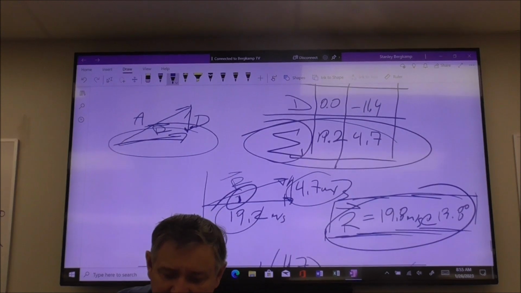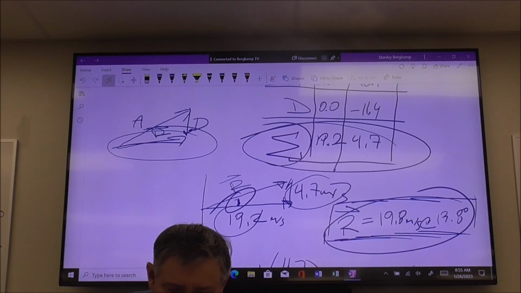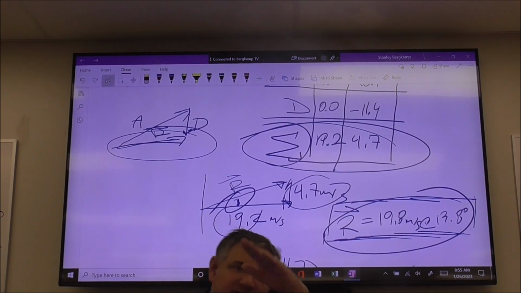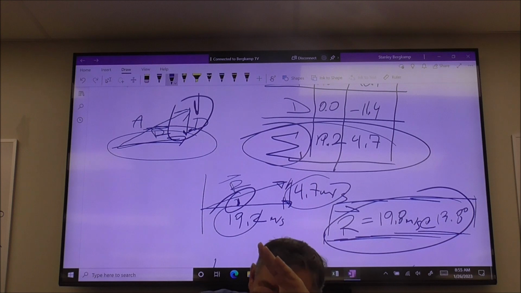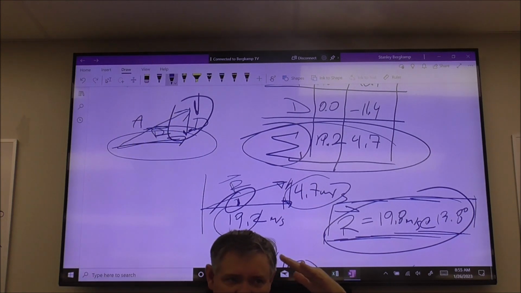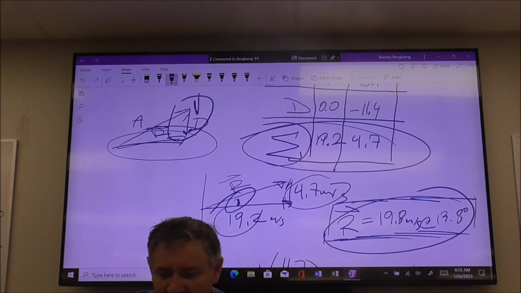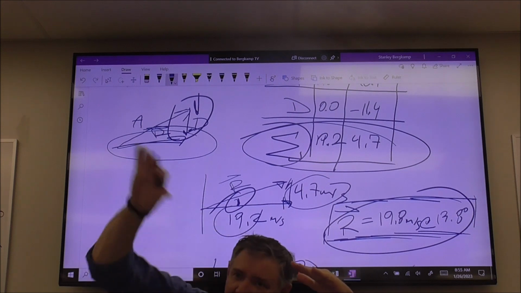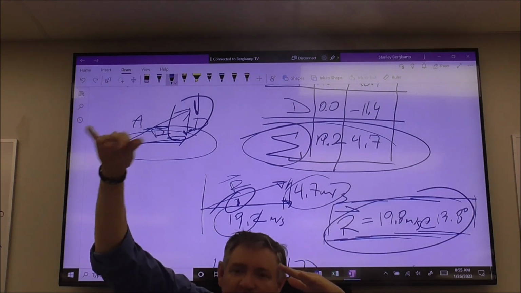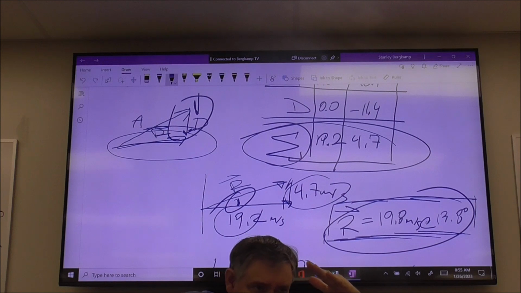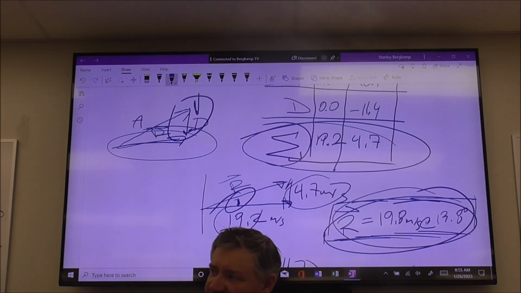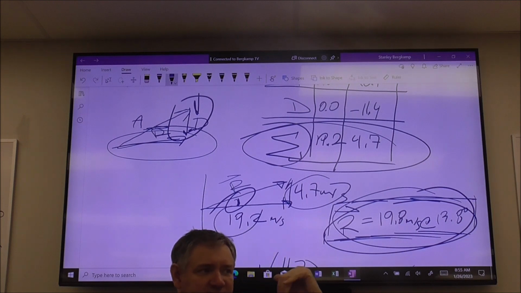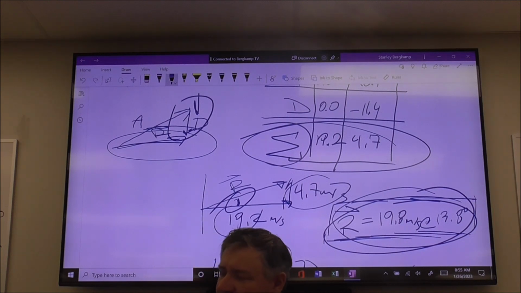So here's what this means. We're launching a freshman at an angle of 40 degrees with the horizontal. At the same time, there's a downburst of wind that's pushing the freshman towards the ground. So the net effect of the cannon shooting the freshman out and the downburst from the wind pushing the freshman down, that's going to be his velocity, 19.8 meters per second at 13.8 degrees.